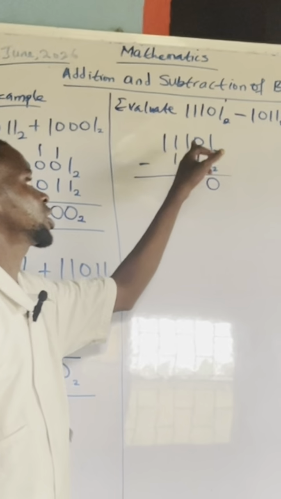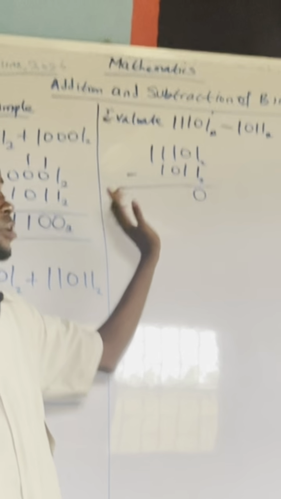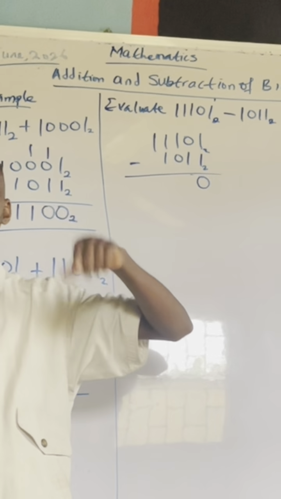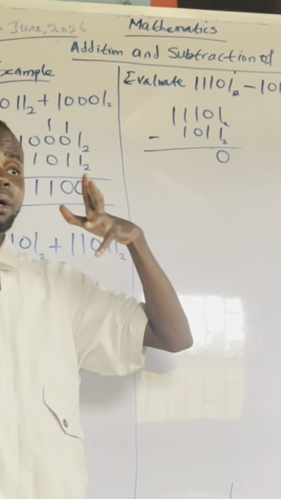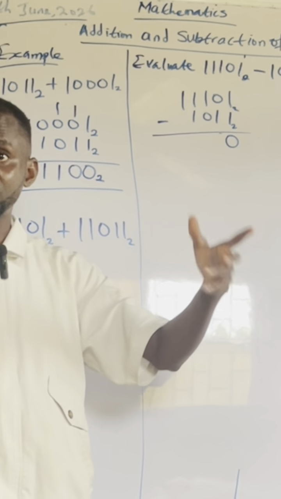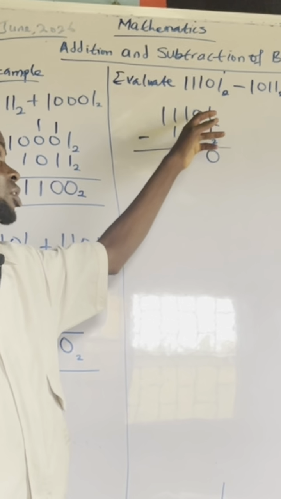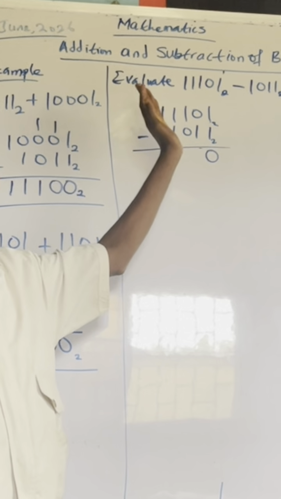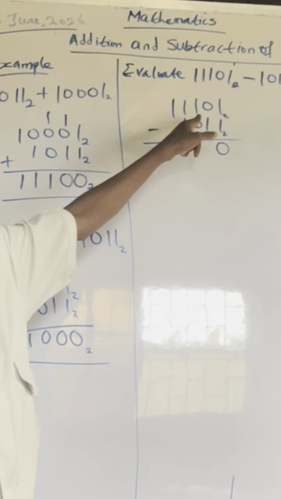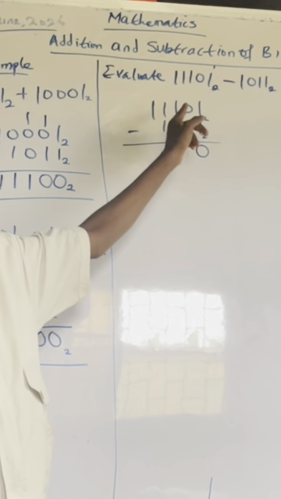Now, since it's not possible, normally in mathematics, we borrow from the back. Normally in your base 10 addition and subtraction, when you get something like this and it's not possible, you borrow from the back, then to the one in the front, right? Now look at it. We have 1 here, so you have to borrow it to this place.